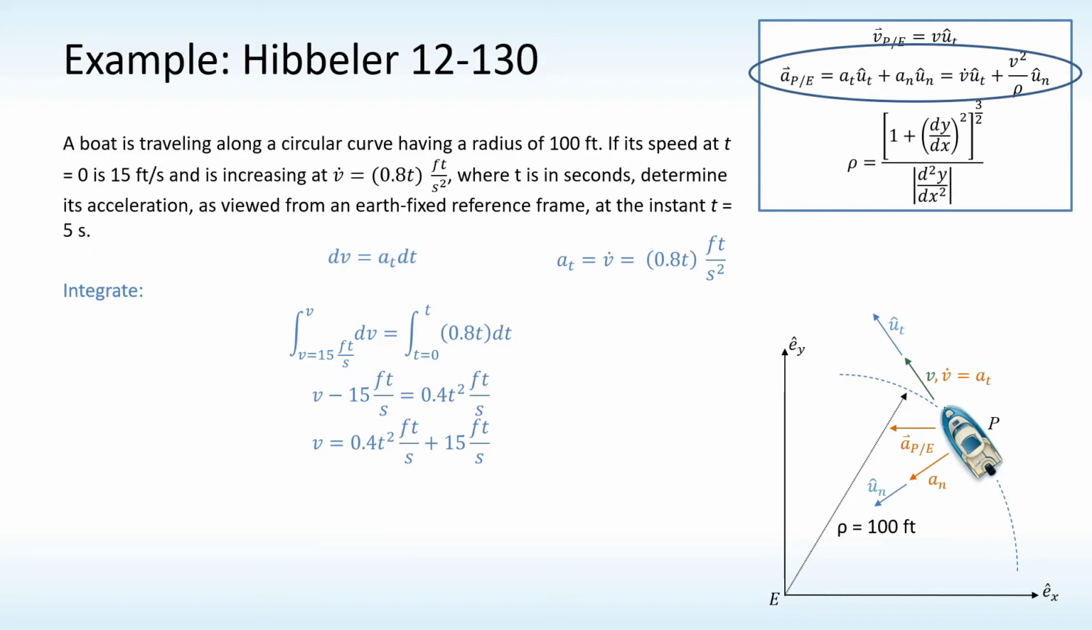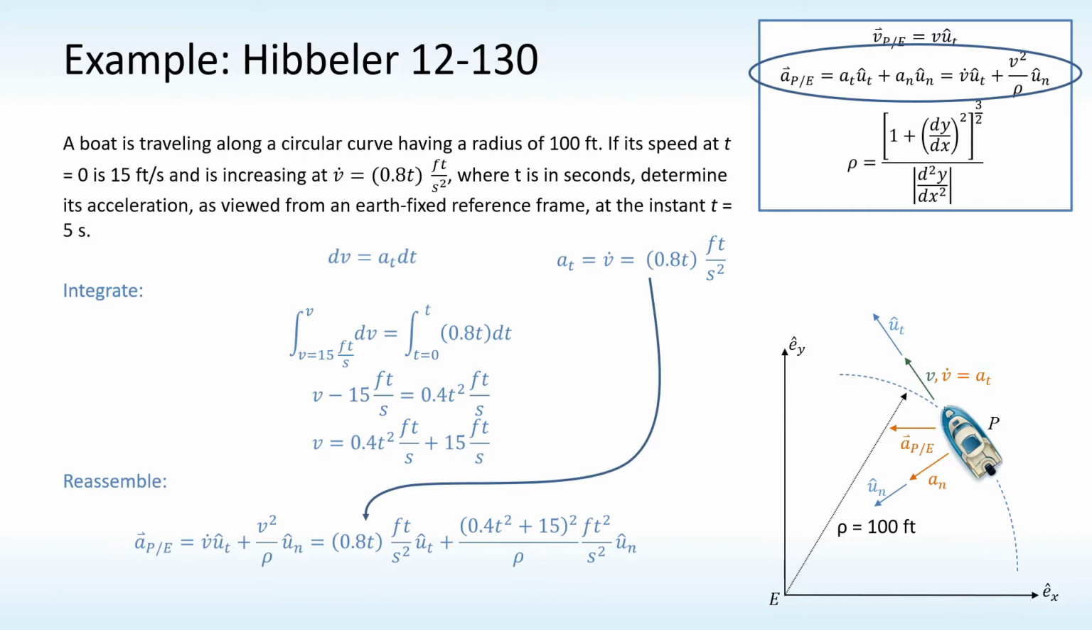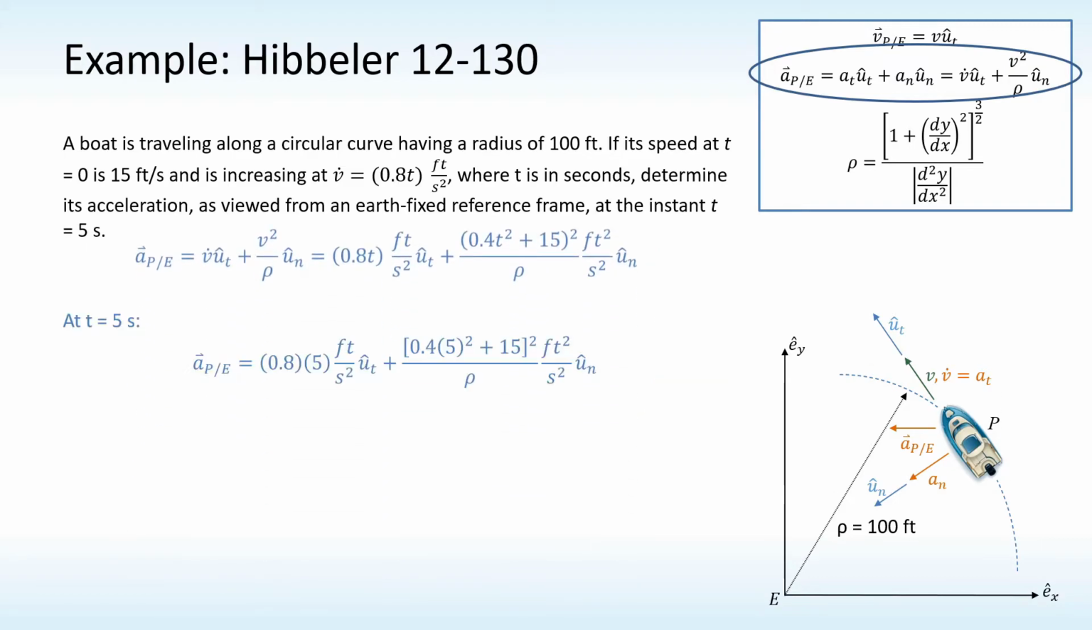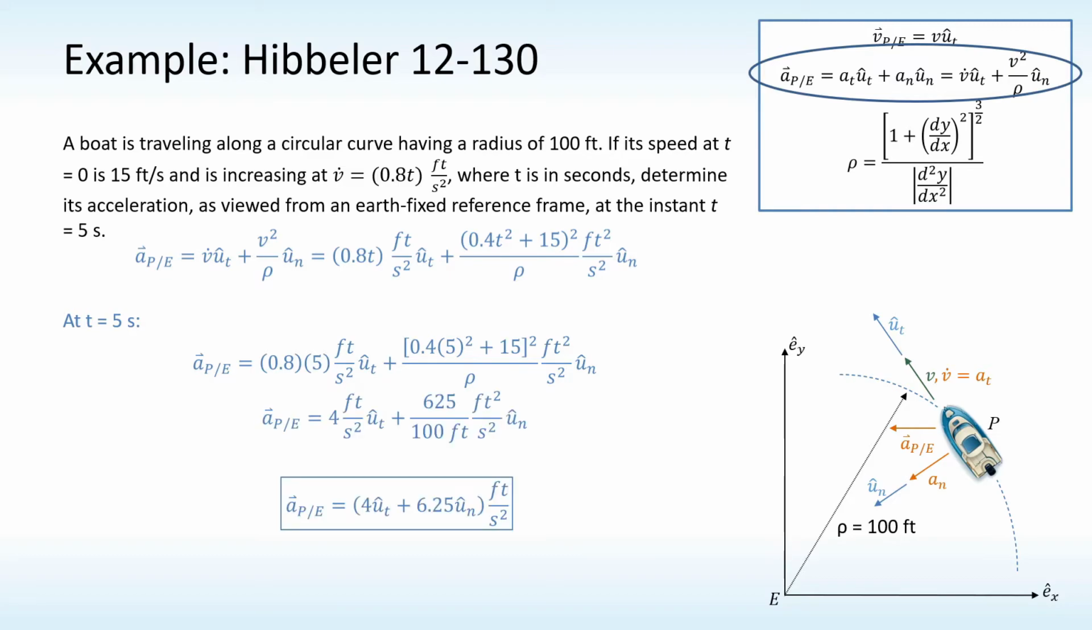Now that we have an expression for the magnitude of the velocity in terms of time, we can reassemble the expression for acceleration. And now we just plug in t equals 5 seconds, remembering that the units of time do not contribute to the units of velocity or acceleration in this case. Do the computation and we find the acceleration of the boat with respect to our inertial reference frame is 4 ut plus 6.25 un, and that is in feet per second squared.